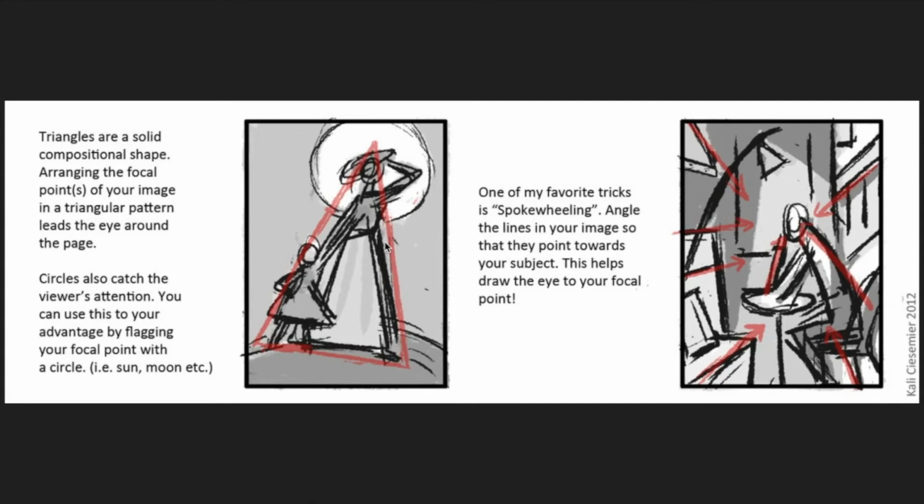Another really great thing you can do using diagonals also to create emphasis is to actually point objects in your artwork towards your focal point, almost as if they were arrows. It's a really great way to just very effectively create a sense of movement towards your focal point.